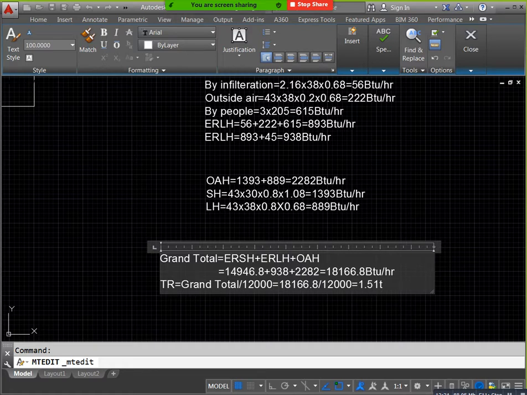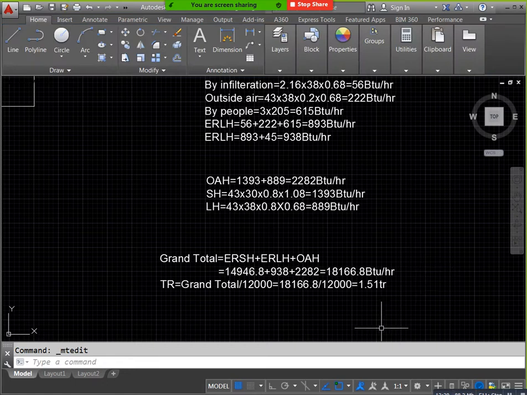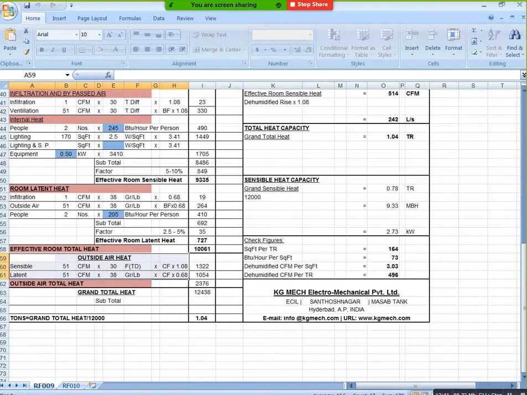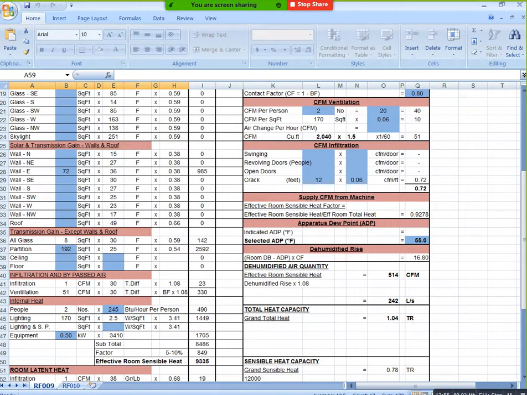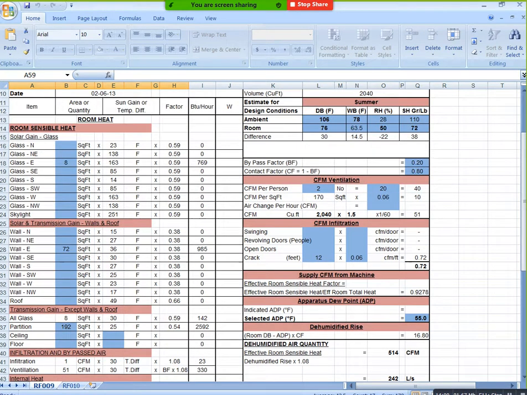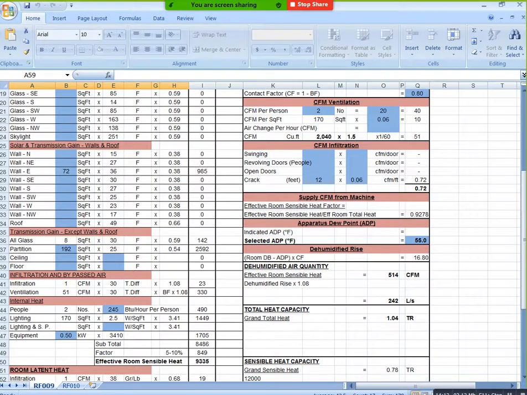After the calculation of tonnage, we need to calculate our sensible heat factor and the apparatus dew point temperature. How can we calculate this? We already completed these. Next we go for the effective room sensible heat factor, which we also call SHF or SHR, sensible heat factor or sensible heat ratio. Whichever you need, you can go with that, not a problem.